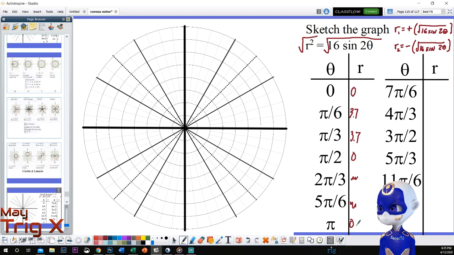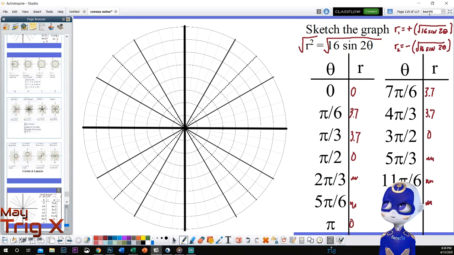Let's go to 7 pi over 6. 7 pi over 6 is going to be 3.7, and then this is going to give me 3.7 and 0 and error again, and then error again. All right, I think we've got this. All right, we're ready to graph.